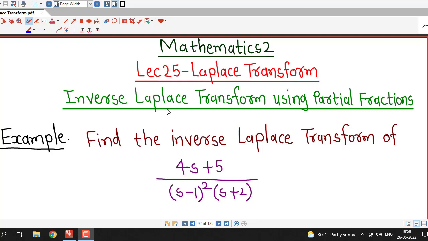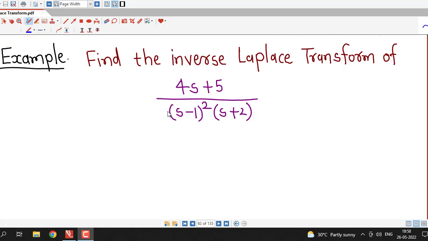In this lecture also we will be using partial fractions to find the inverse Laplace transform. So we consider the inverse Laplace transform of this function, which is a rational function, a division of two polynomials. In the numerator we have 4s plus 5, its degree is 1, and here we have s minus 1 squared, and this is a linear factor, so the degree of the denominator is 2 plus 1, that is 3. Because the degree of the numerator is less than the degree of the denominator, this is a proper rational function.